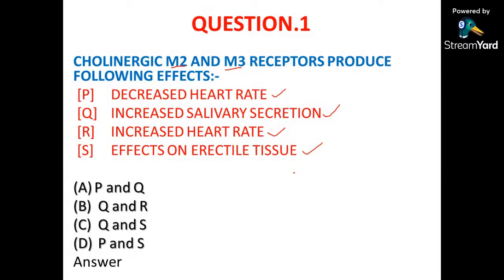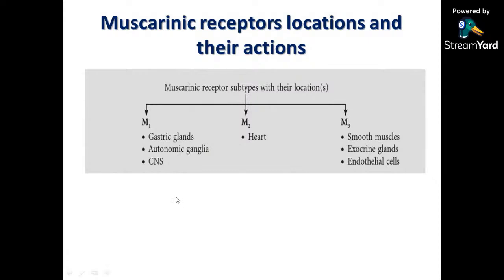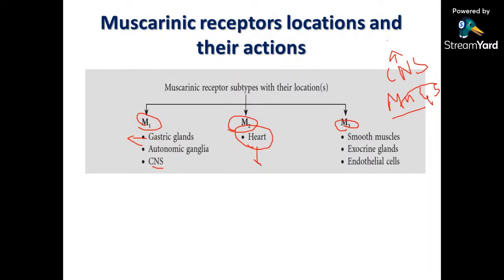To answer this question, let me tell you some basic points about muscarinic receptors. We know that acetylcholine acts on muscarinic receptors and nicotinic receptors. In muscarinic receptors, we have M1, M2, M3, M4 and M5. M4 and M5 are present in the central nervous system, which mediate cognition, help in memorizing, and help in increasing memory power. M1 receptors are present on gastric glands, which will increase the secretion of gastric acid. M1 receptors are also present on autonomic ganglia and in the central nervous system. M2 receptors are mainly present on the heart. When M2 receptors are activated, it will cause all heart depression actions. Heart rate will be decreased, cardiac output will be decreased, AV conduction will be decreased, and ultimately it will decrease blood pressure.